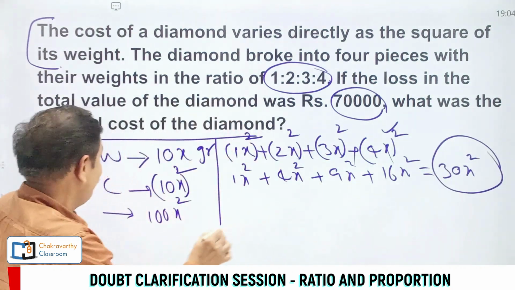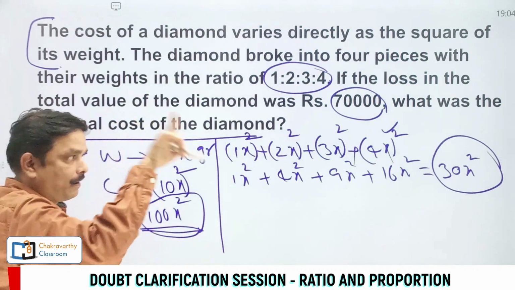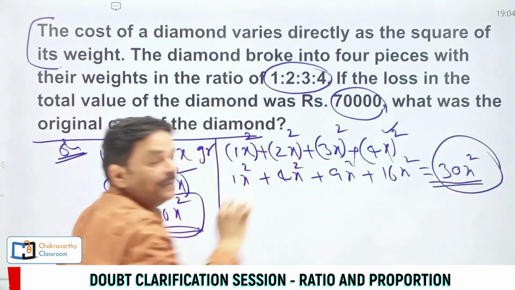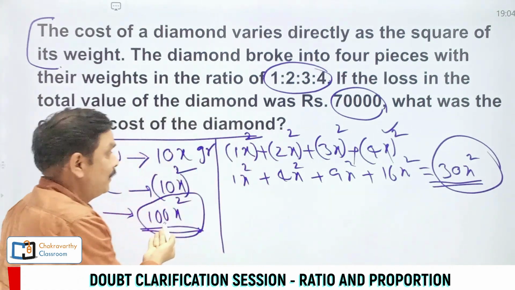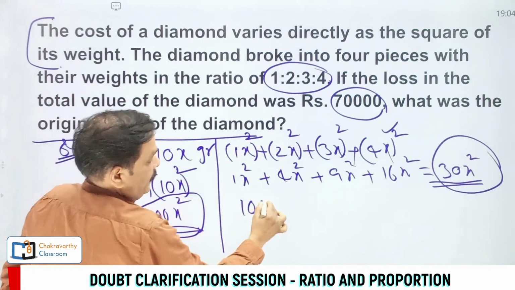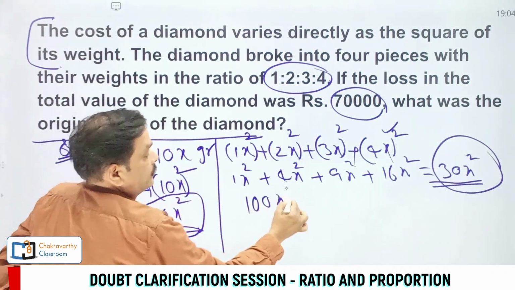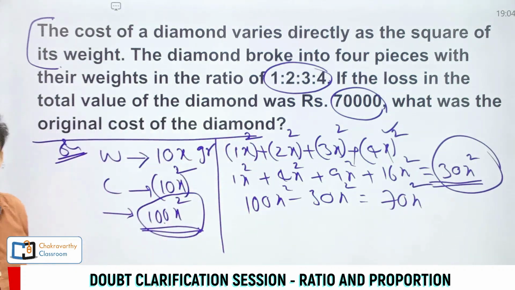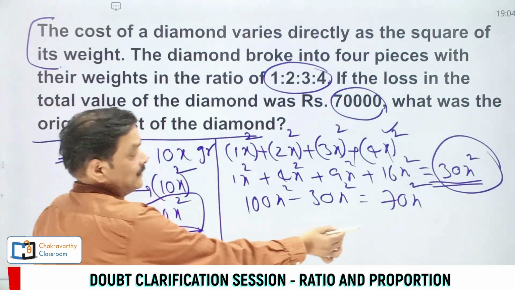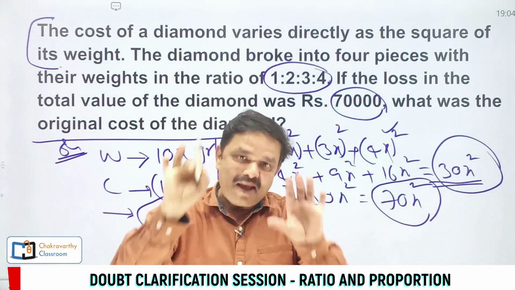Alright, now 100x square is the cost of the original diamond. Originally the cost is 100x square. Now after breaking into pieces, that is 30x square, obviously there is a loss. What's the loss here? 100x square minus 30x square, obviously 70x square is the loss. As simple as this one. 70x square is the loss as per the convenient figures I have taken using the algebra.